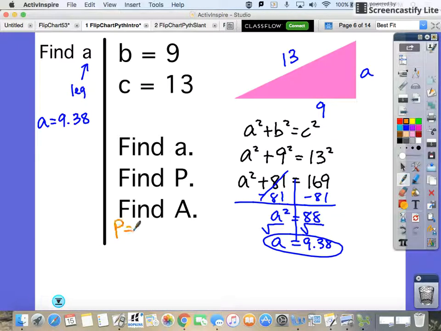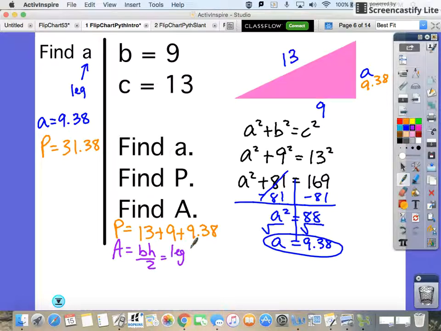Perimeter, again, is all the outside numbers added up. 13 plus 9 plus 9.38. So our perimeter is 31.38. And last is area. Base times height divided by 2. Or leg times leg divided by 2. So 9 times 9.38 divided by 2.